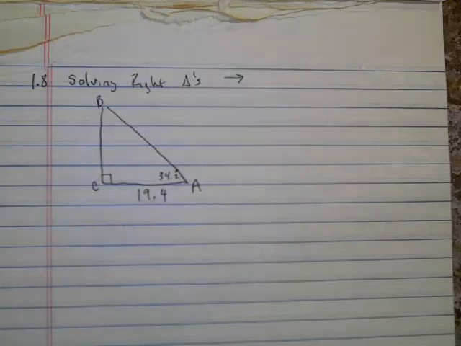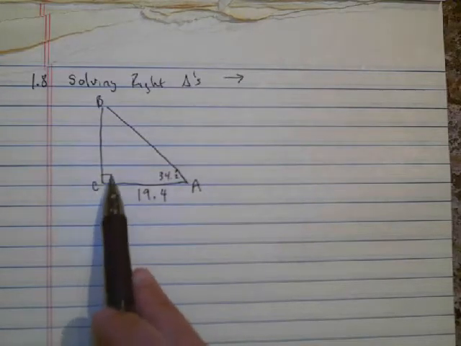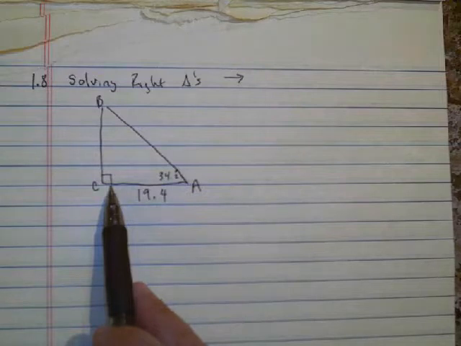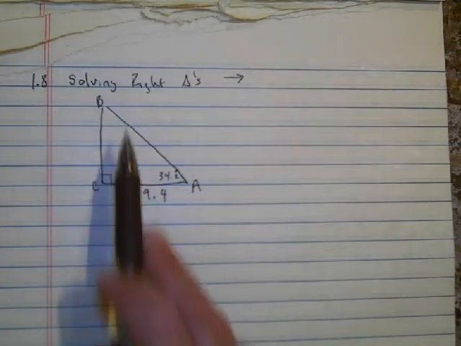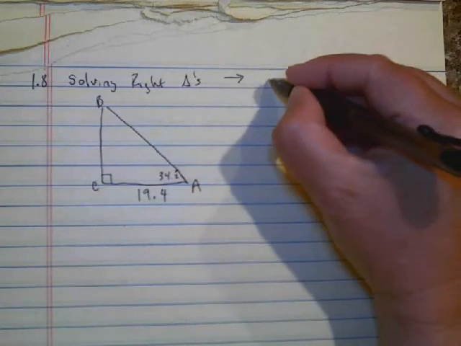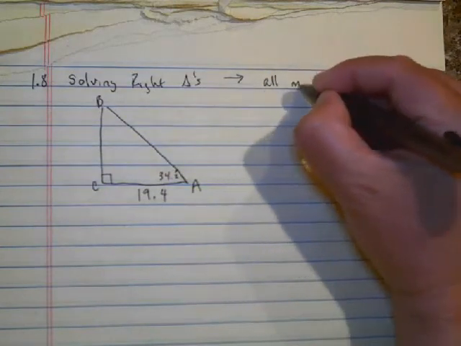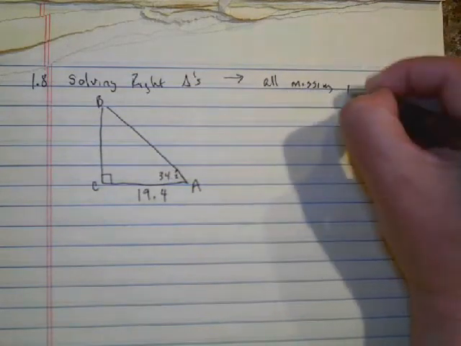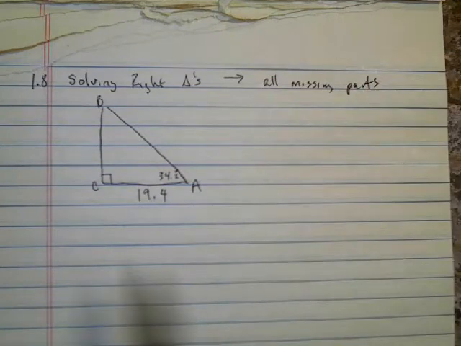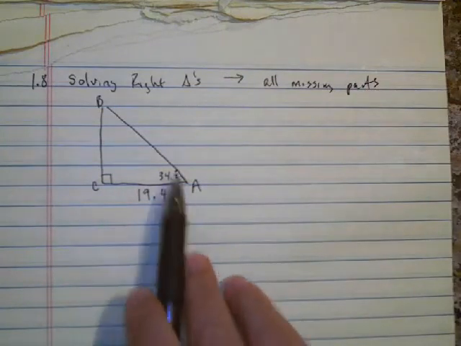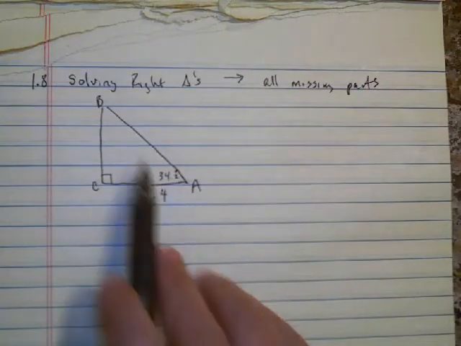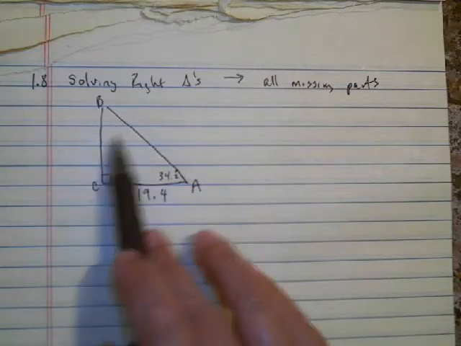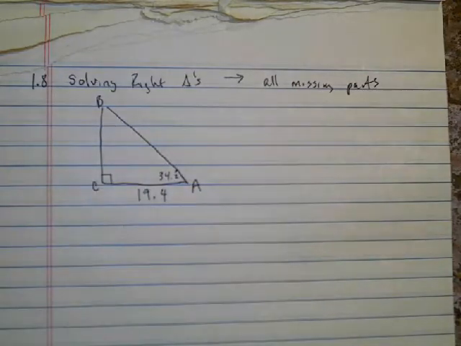So this works when we have a right triangle. That's why you did it in geometry, because geometry always had right triangle trig. When we're solving this right triangle, that means we're finding all the missing parts. What I mean by that is I'm given one side and I'm given one angle. I want to try to find the other angle and the other two sides. So we're going to find all the missing parts of this triangle.